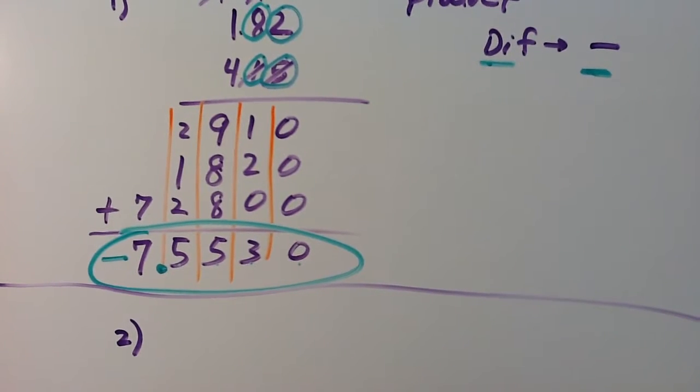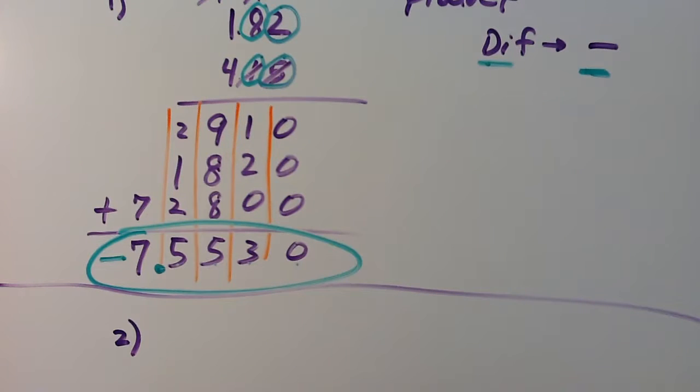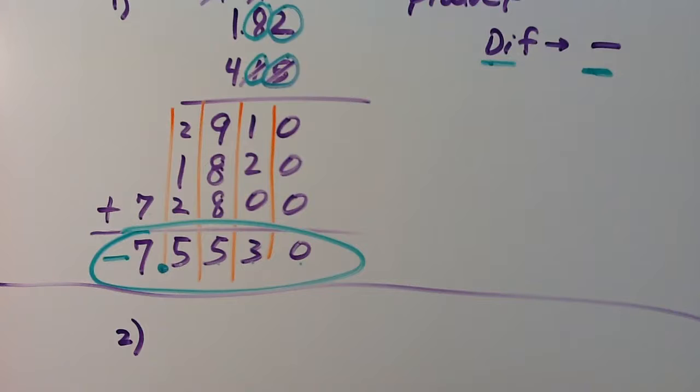Number 2 says Zoe walked 2/6 mile. Angelina walked 1/3 mile. What fraction of a mile did they walk in total? Okay, so we want to know how much they walked in total. We need to add up their distances, right?